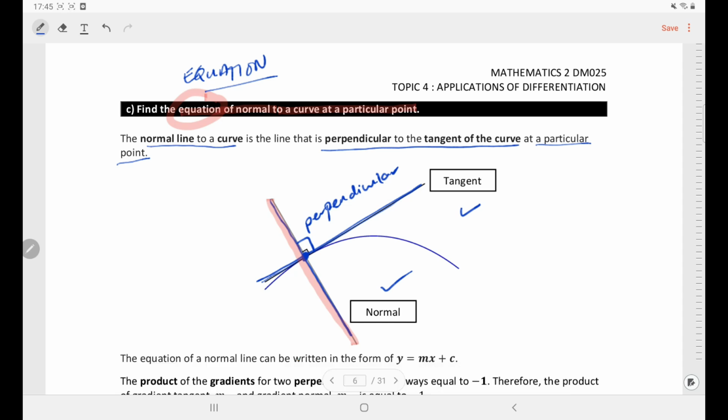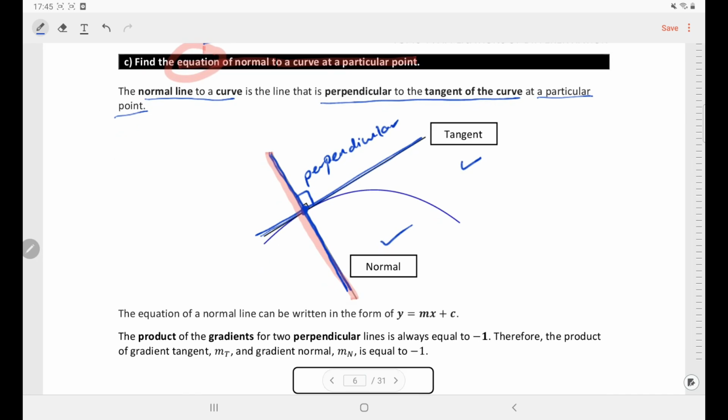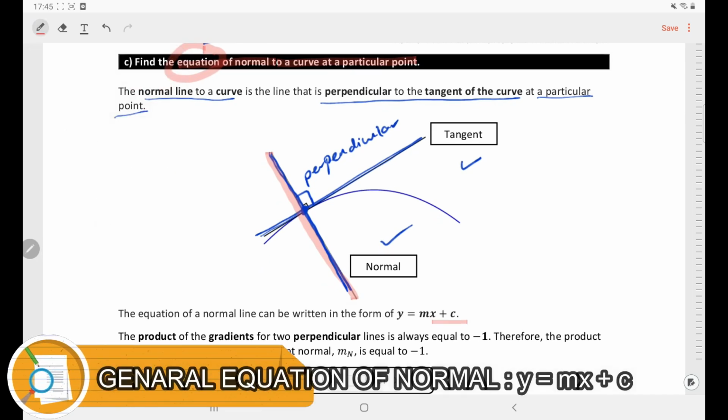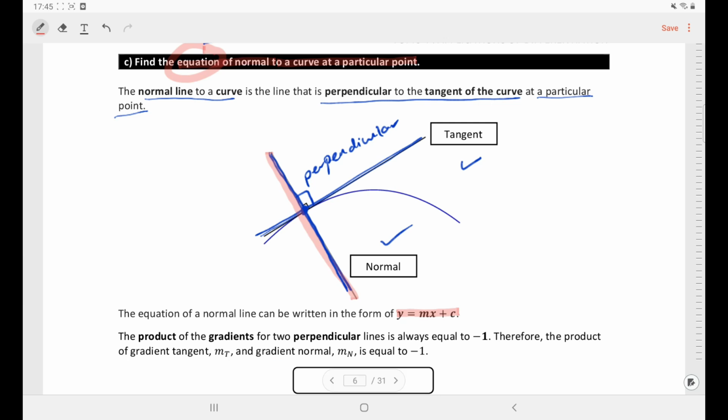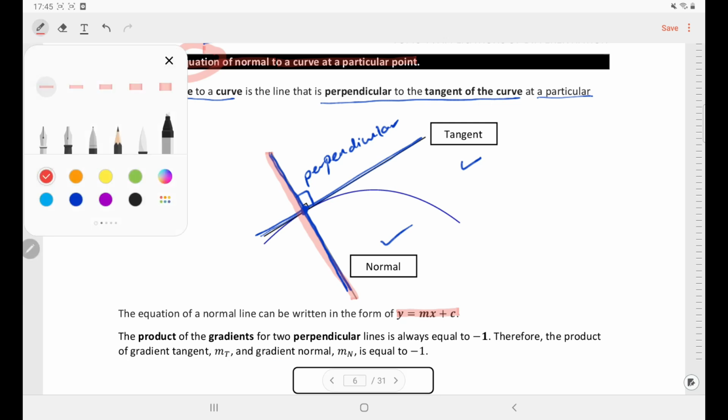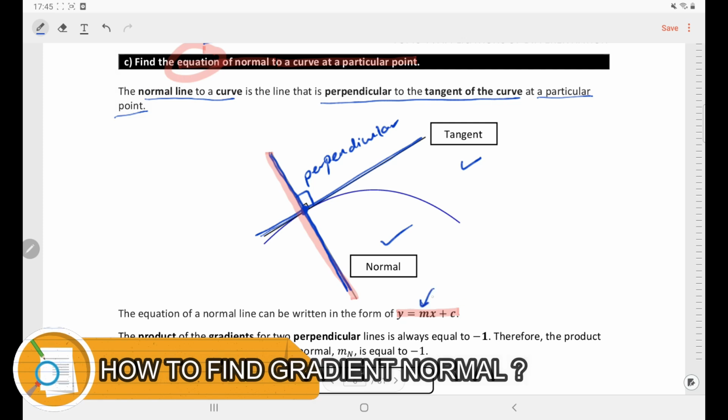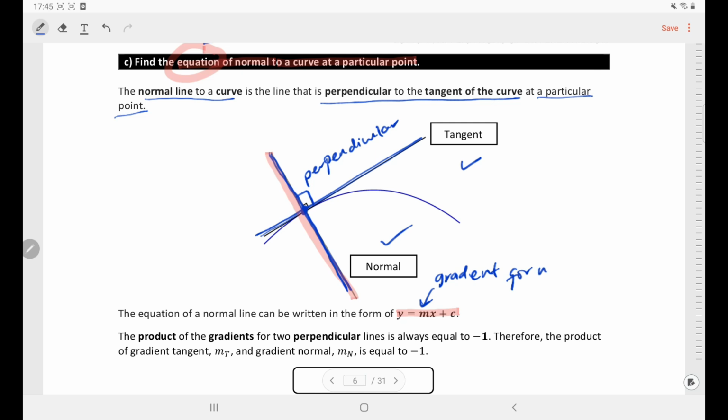Okay, dan disebabkan kita tengok bentuk normal ialah satu garis lurus, bermaksud dia akan guna persamaan yang sama lah. General equation dia sama, iaitu y = mx + c juga. Cuma problem here is our gradient now. Macam mana kita cari gradient for normal? Okay, tanda soal. Sebab before this, kita nak cari gradient for tangent.